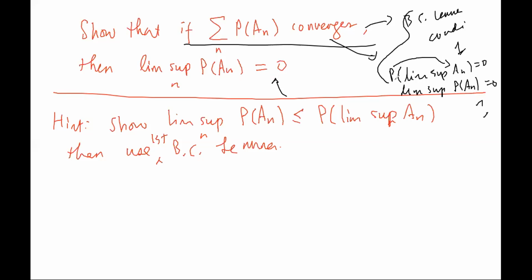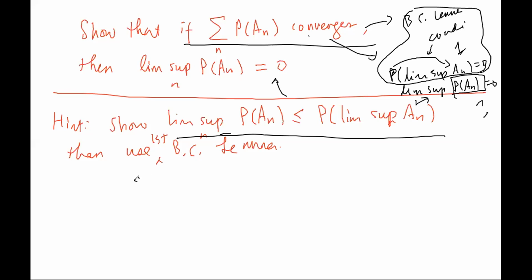Borel-Cantelli lemma 1 says that if this condition is true, then we have this result. But here we prove that this is also true: if you take out the lim sup and put the P inside together with the A_n, it will also be true, right? So we want to show this. Now, first show this lim sup is bounded by this.